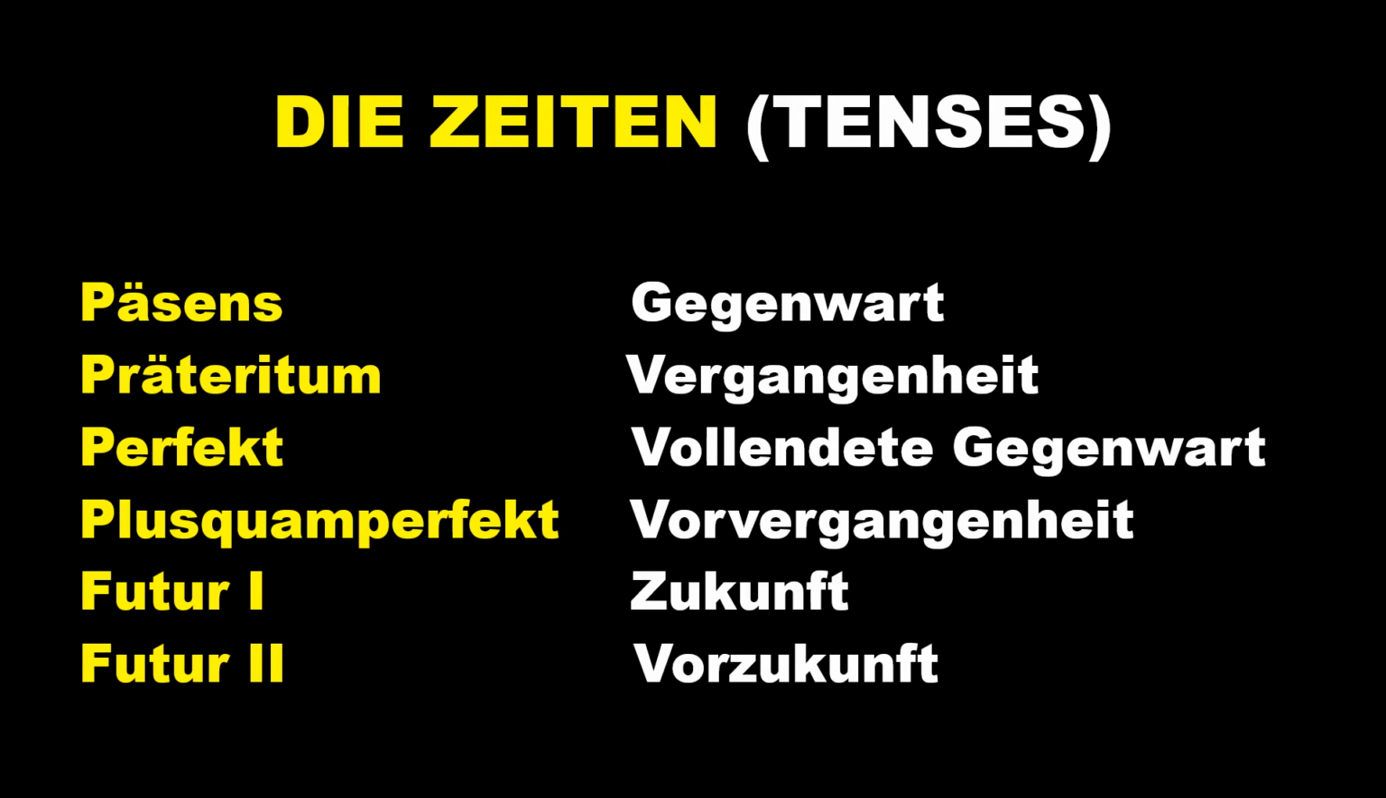So once again along with me: Präsens, Gegenwart; Präteritum, Vergangenheit; Perfekt, vollendete Gegenwart; Plusquamperfekt, vor Vergangenheit; Futur eins, Zukunft; Futur zwei, vor Zukunft. I hope now these words are a little bit clear to you. You can repeat and go back to the slide if you have any confusion. So let's go ahead.